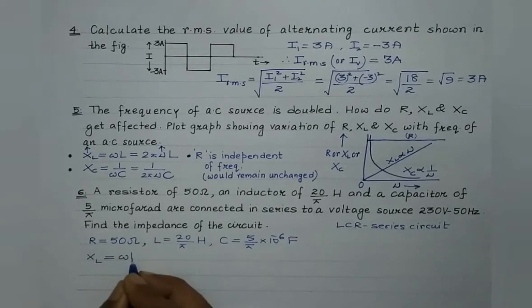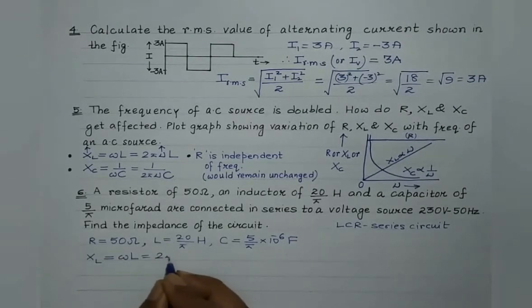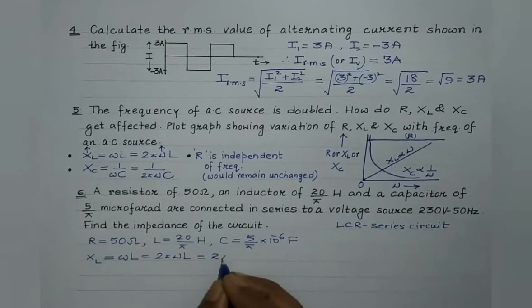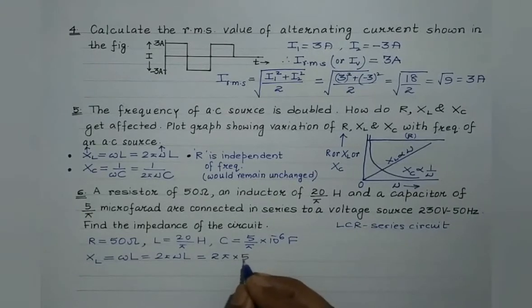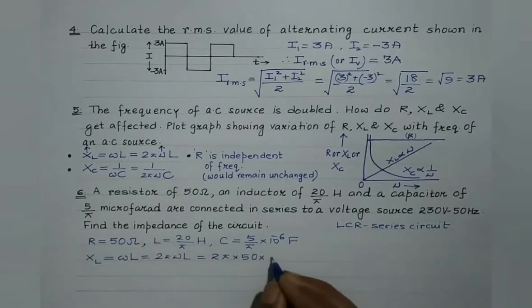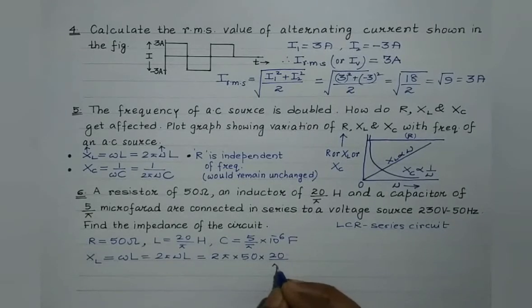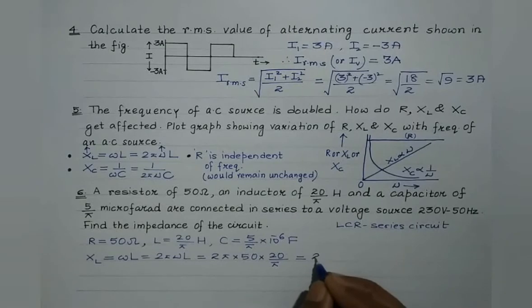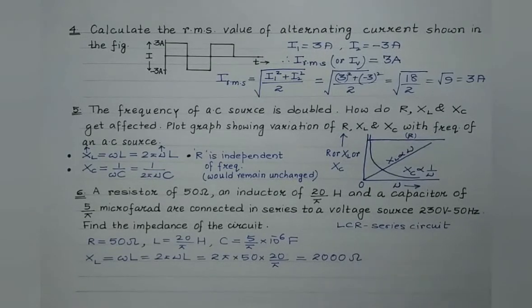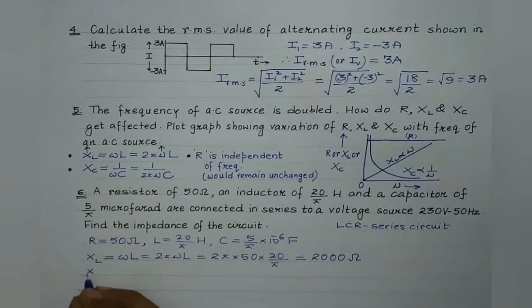It is omega L, isn't it? It is 2 pi nu L. Let's find its value. 2 pi, frequency is 50 hertz, it's given. And the value of L is given to be 20 by pi. So pi get cancelled. So we get 2000 ohm, right?